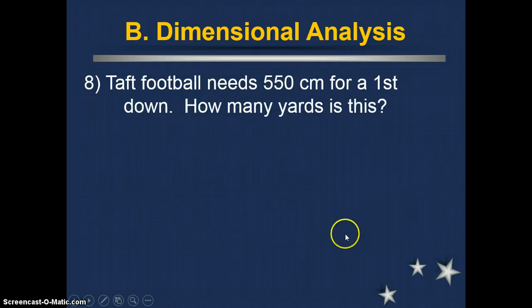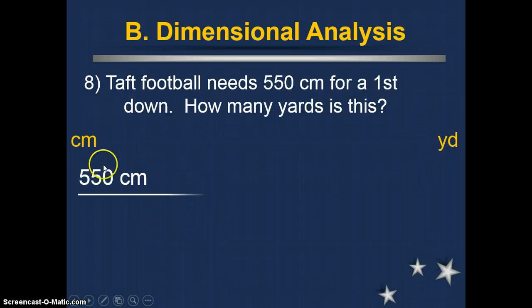All right. So last one, Taft football needs 550 centimeters for a first down. That's crazy. We know how many yards that is. Okay, we don't care about centimeters in football. So centimeters to yards. 550 centimeters. Let's put our line. We got our centimeters.